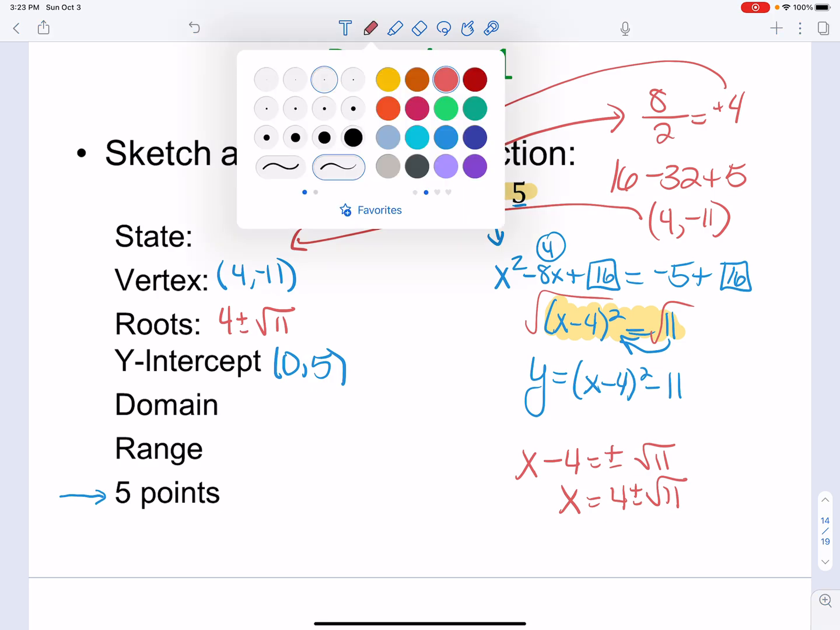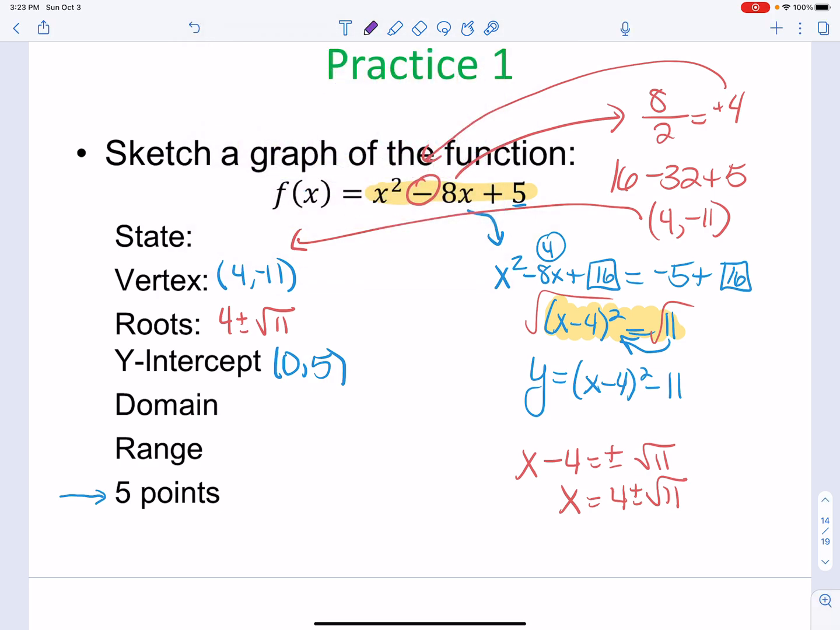Now, I did teach you another method. I taught you the quadratic formula. So you could do negative b plus or minus the square root of b squared, so that would be 64, minus 4 times a times c, all over 2a. I don't have a calculator. So 64 minus 20 is 44. So 8 plus or minus the square root of 44 over 2.